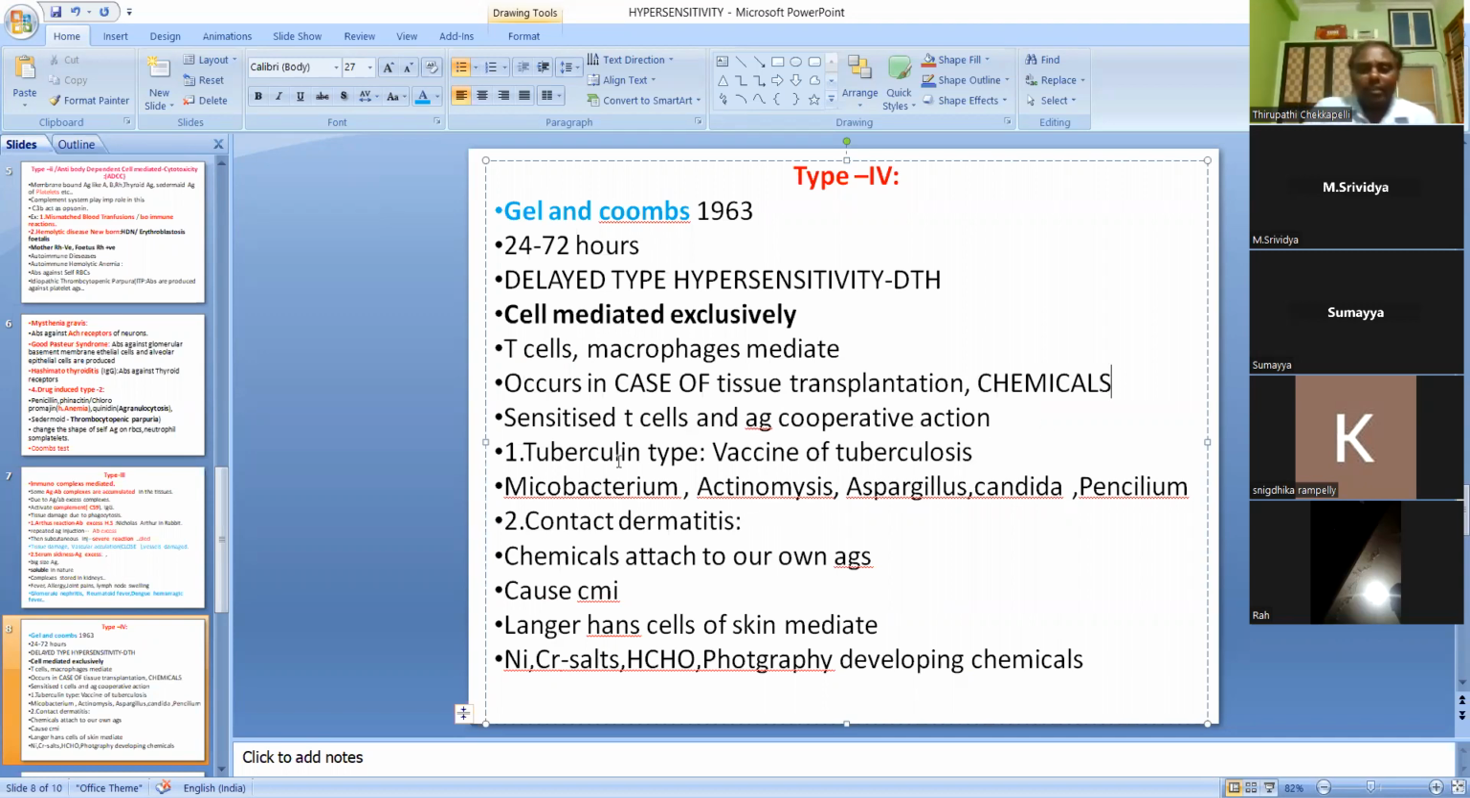Okay, so anyway, some T cells are generally sensitized to some antigens. So the second time the same antigen enters, there will be a cooperation between the antigen and the T cells, and that leads to self tissue damage. There are two examples of type 4 hypersensitivity: one is tuberculin type of hypersensitivity and the other is contact dermatitis.